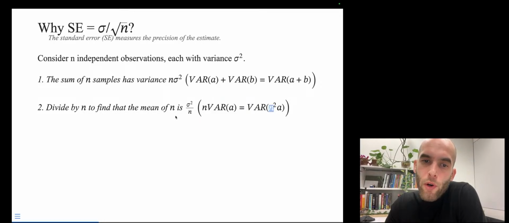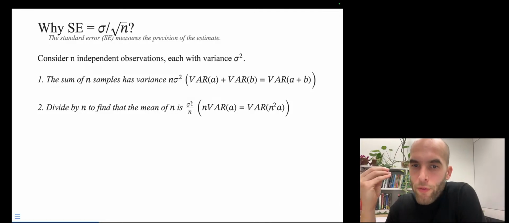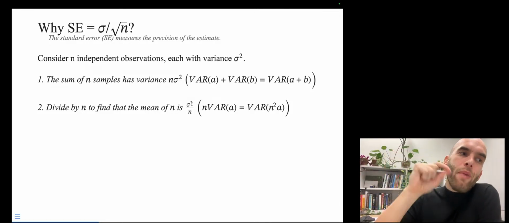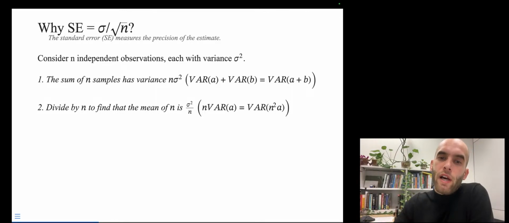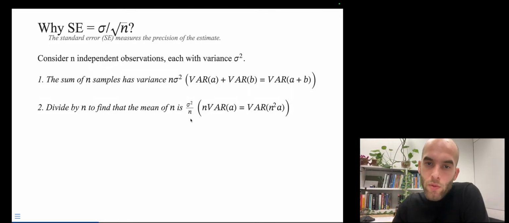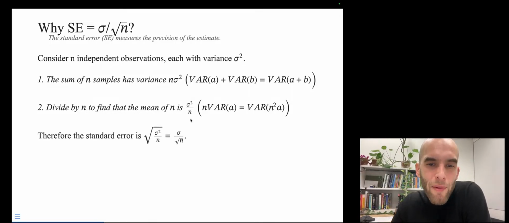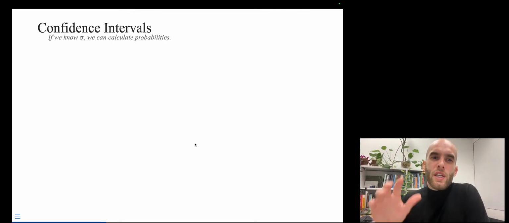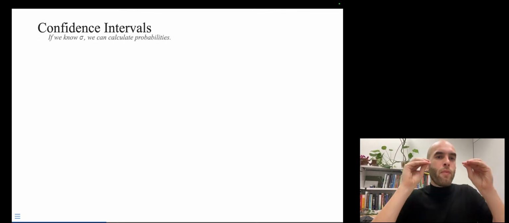So when we're trying to find the mean, we have to divide the sum by n, which means we have to divide this variance by n squared. That gives us sigma squared over n, because one of the n's cancels. And so we walked through it: the standard error is just the square root of the variance. We talked about confidence intervals if we know sigma.